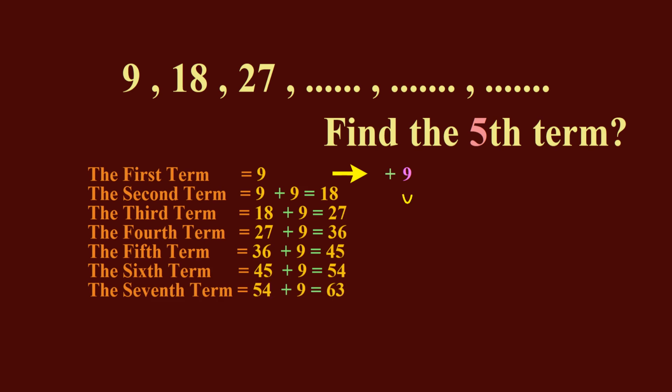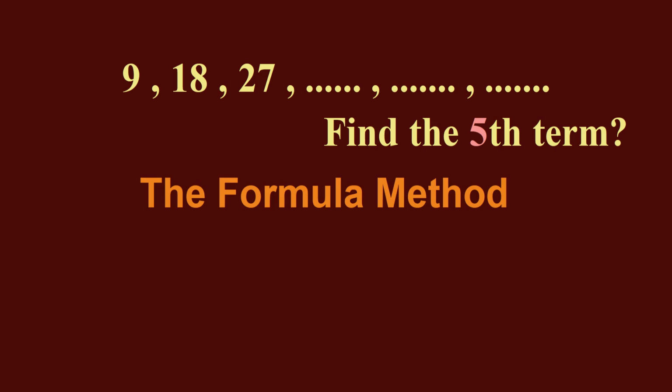And in our problem, the required term is the 5th term, which equals 45. And this was the manual method solution for this problem. Now, it's our time to solve the problem by using the formula method.